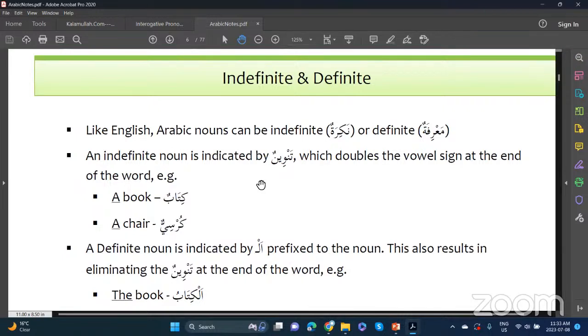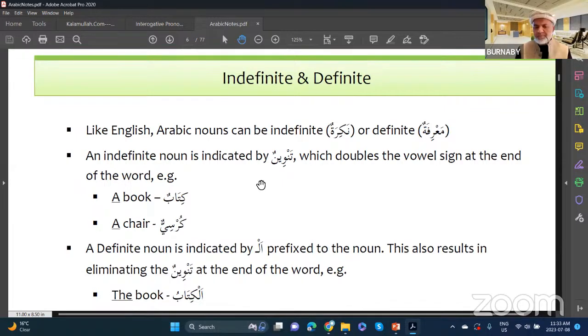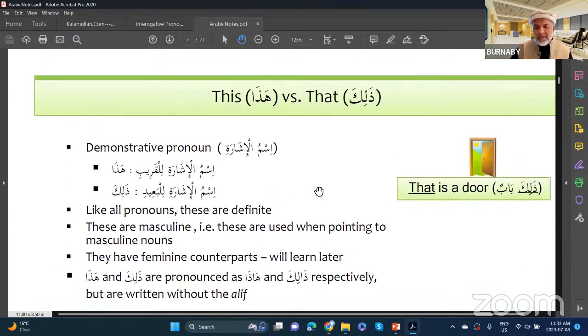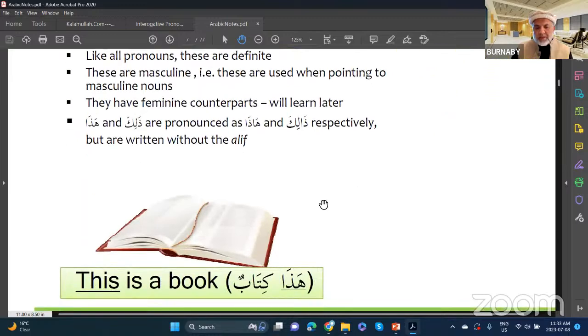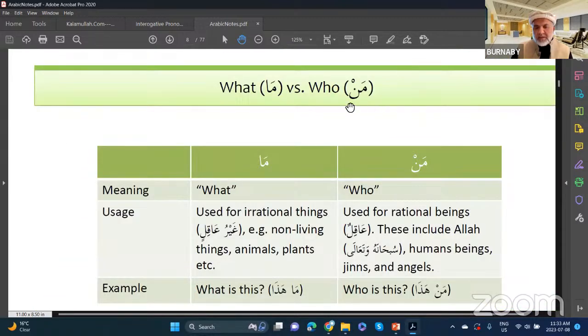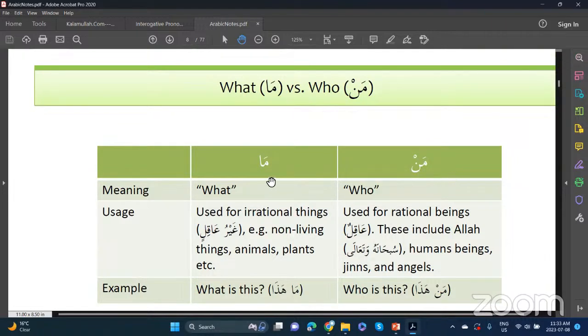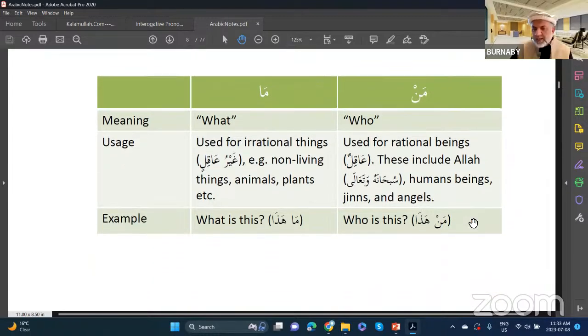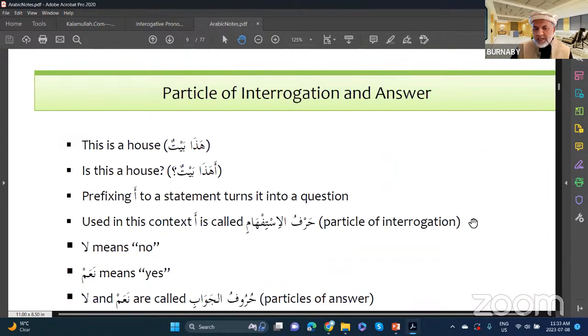Okay. And you have this document, right? All you have to do is click on it. It opens up, right? So you can see all these details, the difference between haza and zalika. And over here, the next one is the difference between man and ma. You see that? Man is who, ma is what. And then there are some examples here also. You just need to read these and make sense.